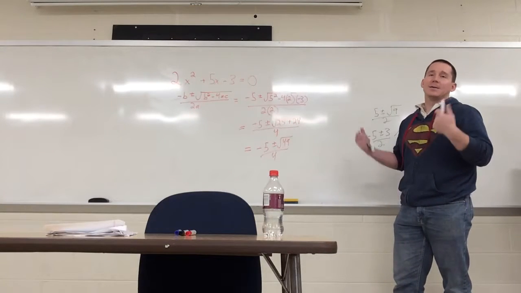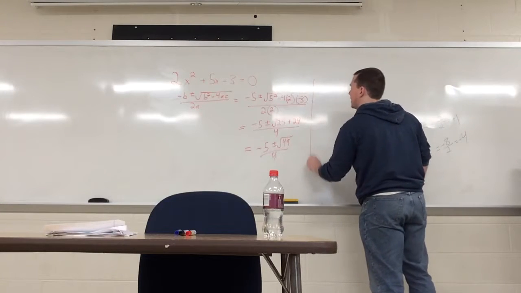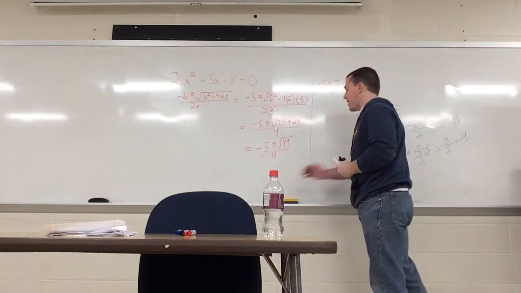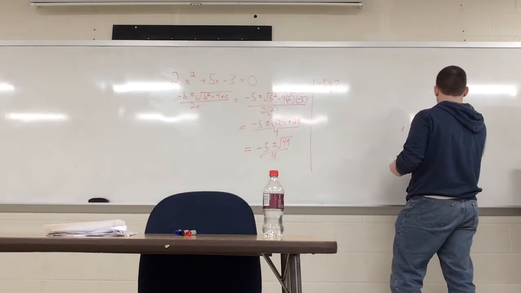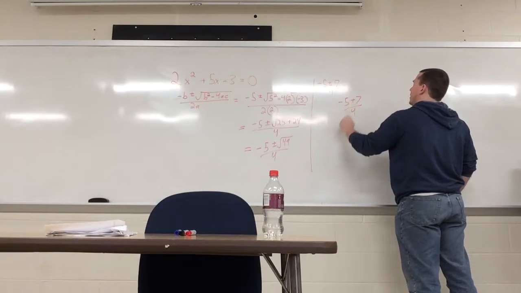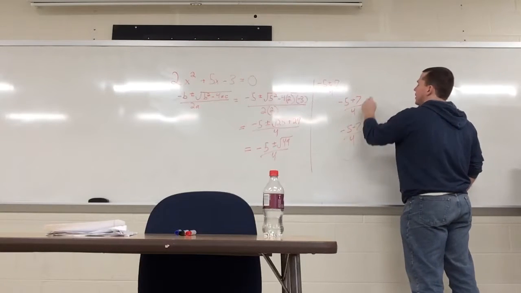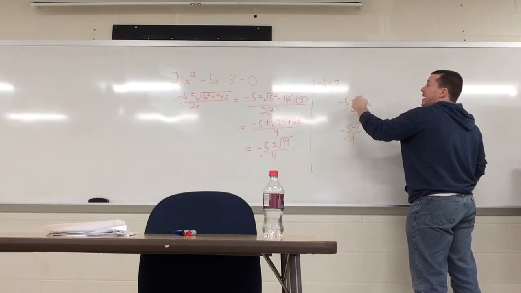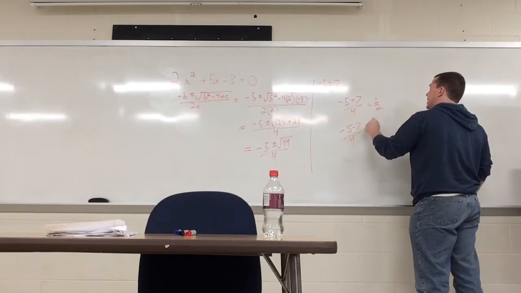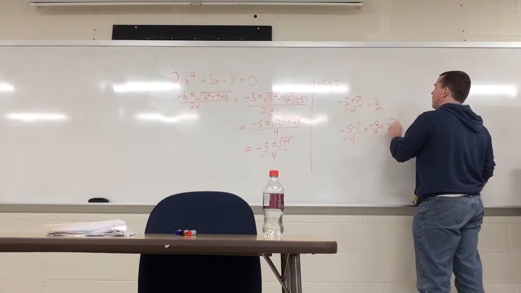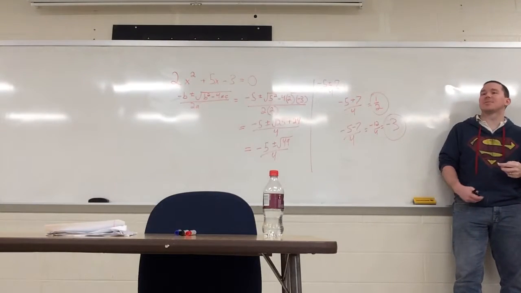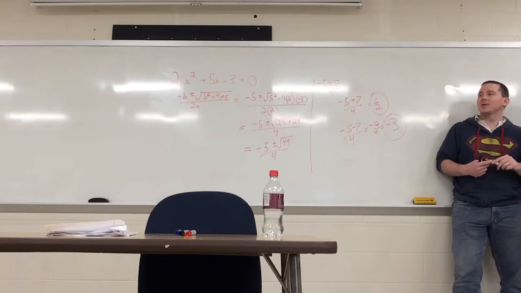What's the square root of 49? 7. So this becomes -5 plus or minus 7 over 4, which then gives rise to two solutions. -5 plus 7 over 4, -5 minus 7 over 4. -5 plus 7 is 7 minus 5, which is 2 over 4, which is a half. -5 minus 7 is -12 over 4, which is -3. And there's my two solutions, 1/2 and -3. Pretty straightforward?